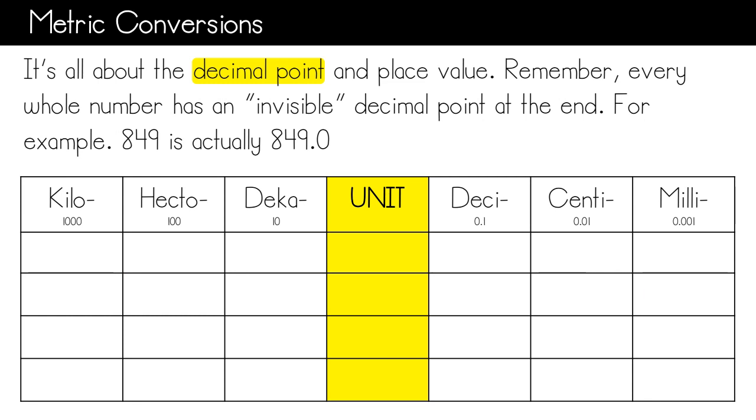So let's dive right into metric conversions. When we are doing metric conversions, the metric system is a base 10 number system, just like the number system that we use here in the United States, where each place value is 10 times the other. So when we're looking at metric conversions, it's all about the decimal point and place value. Remember, every whole number has an invisible decimal point at the end. For example, 849 is the same thing as 849 decimal point 0, and I can keep on adding zeros and it's still the same number.